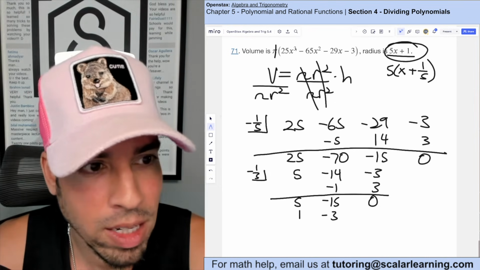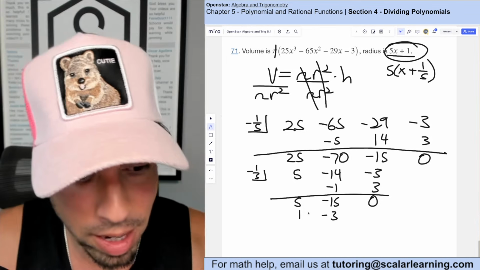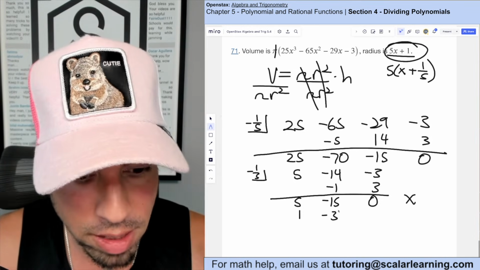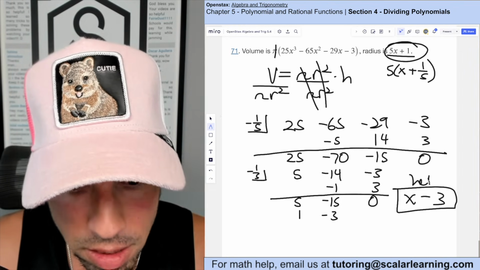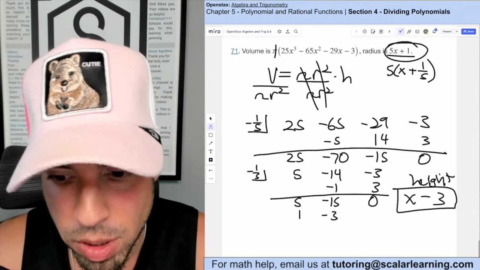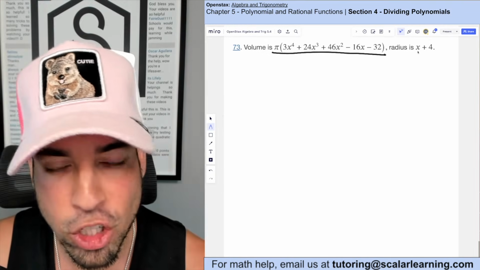And since we've taken x cubed and we've divided twice, right? We're not dropping to x squared, we're dropping to x. So the 1 lines up with x. That negative 3 is the constant. So that means that our height for the cylinder is x minus 3. Boom, done.